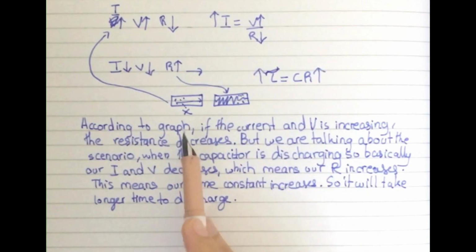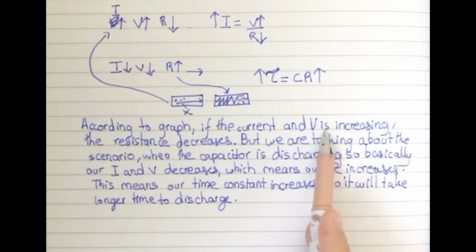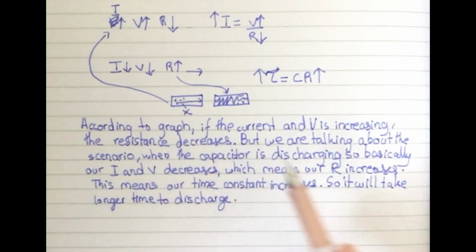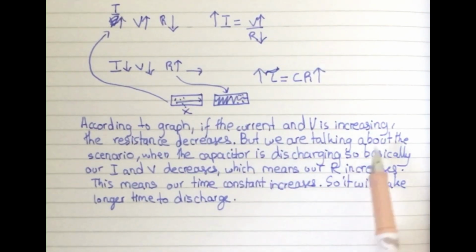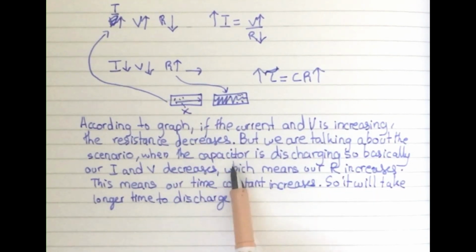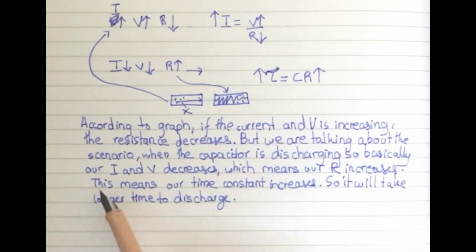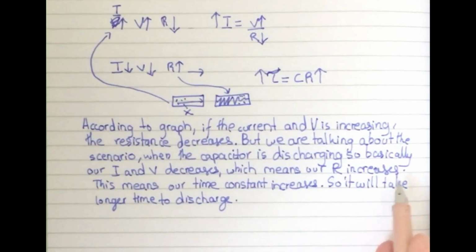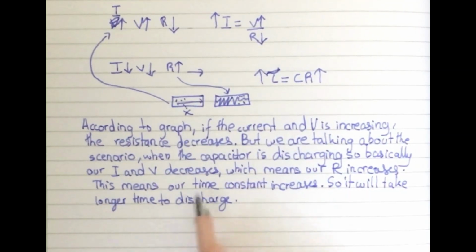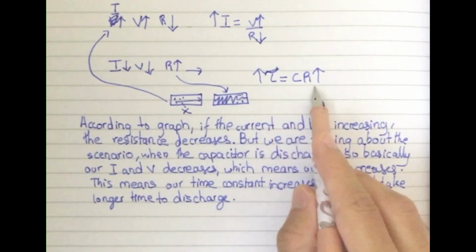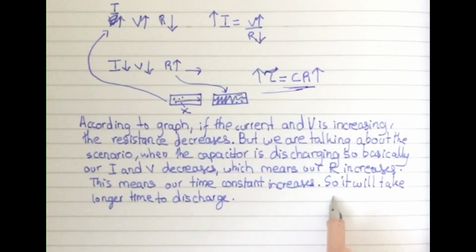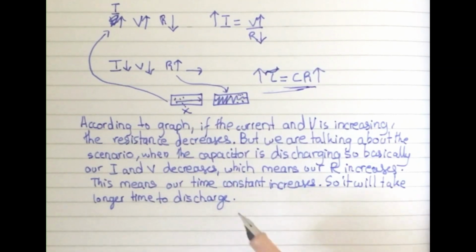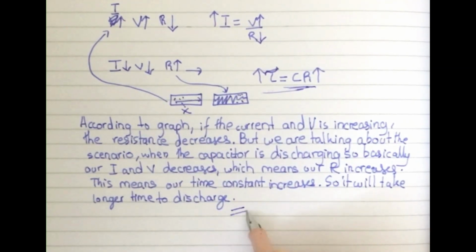So according to the graph, if the current and the V are increasing, the resistance is decreasing, right? But we are talking about the scenario when the capacitor is discharging. So our I and V are decreasing, which means our R increases, right? Resistance is increasing; I is current, V is potential difference, so R is increasing. This means our time constant increases, as per this statement. Okay, so it will take a longer time to discharge. This will be our final answer.